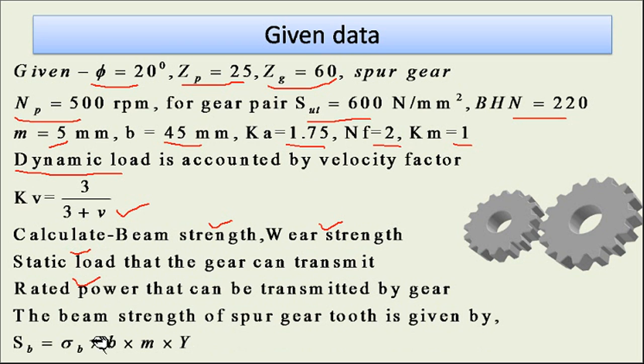So first we will try to find out the beam strength of this. This is the equation for beam strength of gear tooth, which is given by SB is equal to sigma B into B into M into Y, where sigma B is the bending stress, B is the face width, M is the module, and Y is the Lewis form factor.